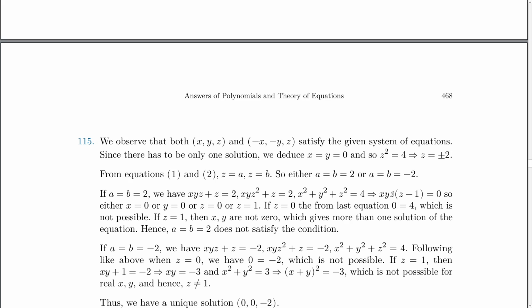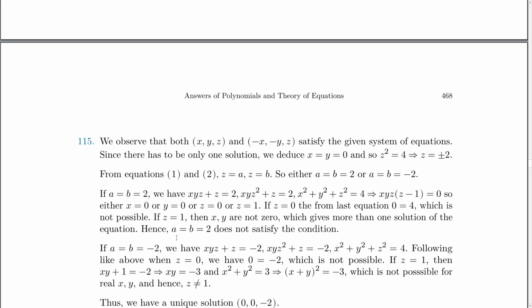This implies that xyz into z minus 1 is equal to 0. So either x is 0, or y is 0, or z is 0, or z is equal to 1. If z is equal to 0, from the last equation it will become 0 is equal to 4, which is not possible. If z is equal to 1, then x, y are not 0, which gives more than one solution. So a is equal to b is equal to 2 does not satisfy the condition.